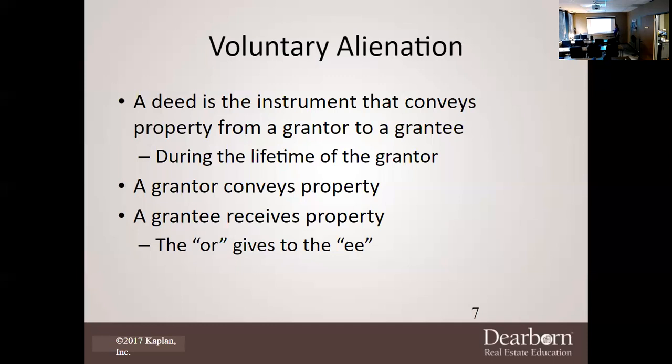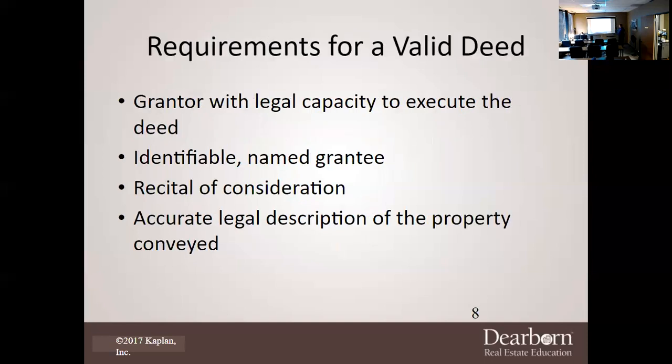Okay. So during the lifetime of the grantor, the deed basically says that as long as you have this, Mr. Eugene, you got the deed, you have it for the lifetime as long as you fulfill your duties. Like we talked about in previous classes, remember the OR gives to the EE. Does that make sense? Whenever you see the grantor, the OR, they're the one that's conveying the property. They're the one that's giving it away. The one receiving it is the grantee. They're receiving.